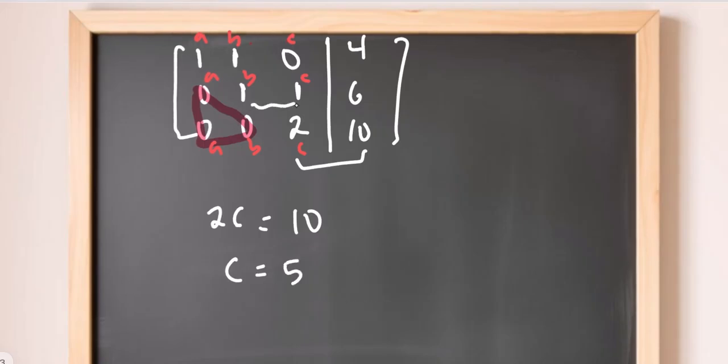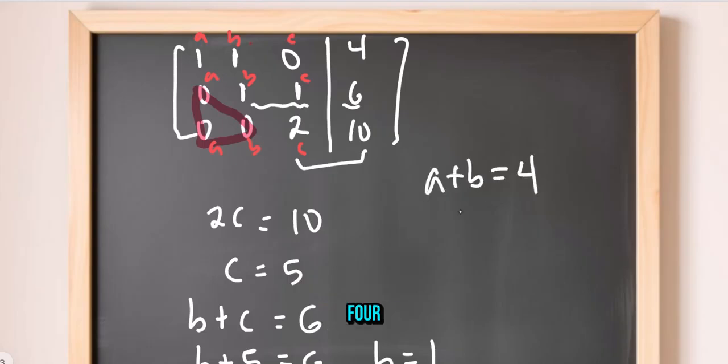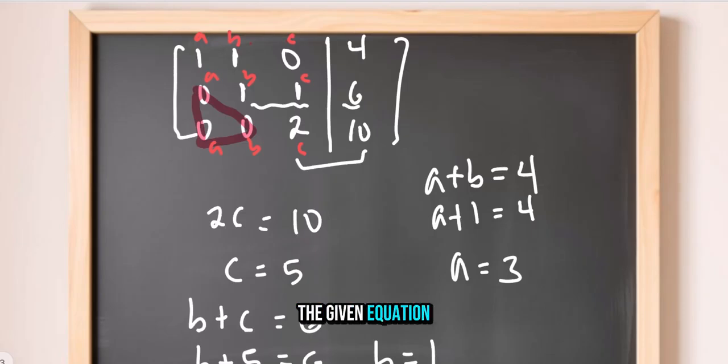Moving to the second row, we have B plus C equals 6. So here we have our B, and then our C being 5, equals 6. And here we have our B equal to 1. And looking at the first row, we have A plus B equals 4. We have A plus 1 equals 4. And here we have A equal to 3. If you plug these into the given equations, you will confirm that this is absolutely true.